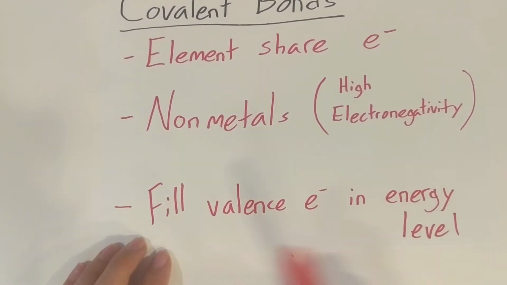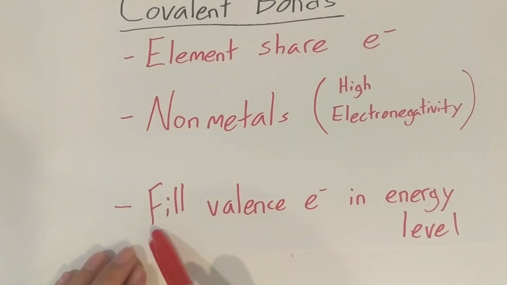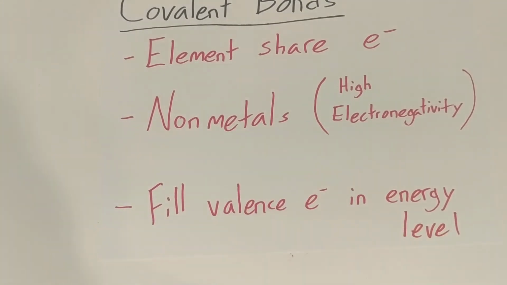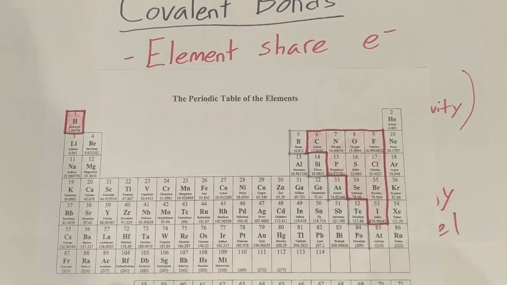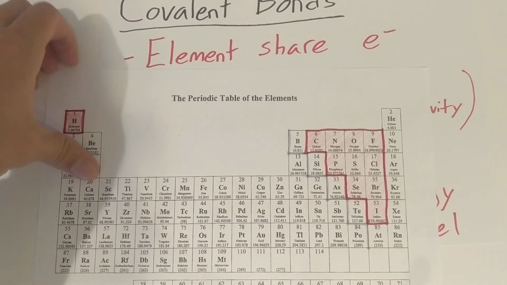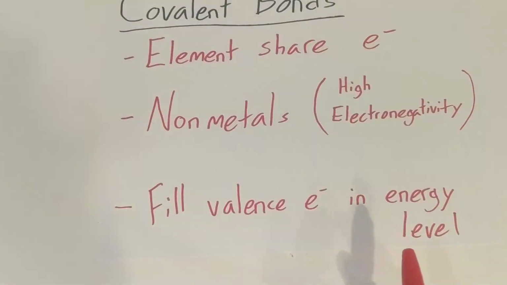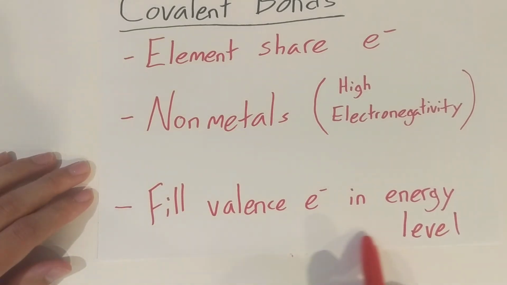And then the last thing, we should already be pretty familiar with this. Elements go through covalent bonds to fill valence electrons in their energy level. So this is the octet rule. This is why elements go through covalent bonds. So hydrogen wants 2 valence electrons, and all of our other elements that want to go through covalent bonds, all these elements here, will want to have 8 valence electrons. So that's why they call that the octet rule. So they want to go through as many covalent bonds as they need to fill up that energy level.